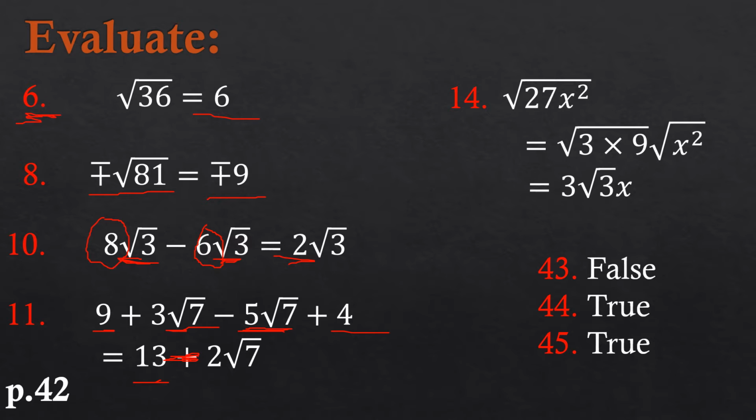So we have 14, the square root of 27x squared. We will give the radical sign, which is the square root, to 27 and also to x power 2. Here, the radical sign goes with the power 2, leaving x alone. And here we don't have the square root of 3, but we have the square root of 9, which equals 3.